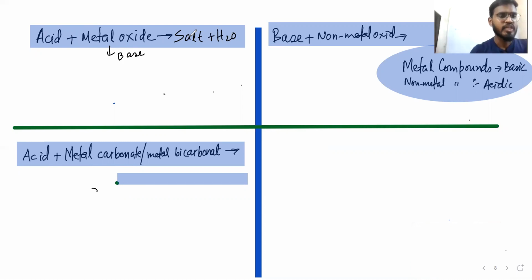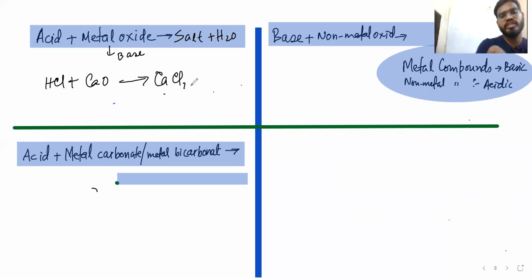So let's take an acid, HCl, and then calcium oxide. The products are salt plus water. So we can say calcium chloride, CaCl2, since calcium valency is 2, plus water. Hope you guys got it, right?